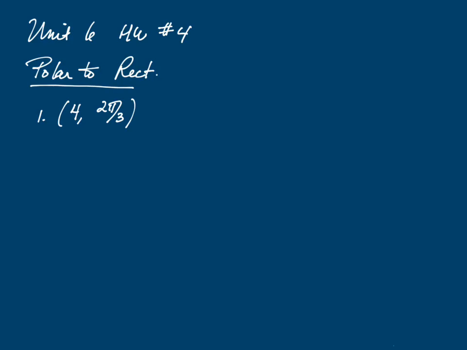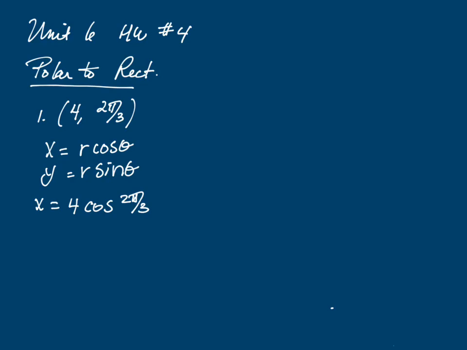And remember, we say that x is equal to r cosine theta and y equals r sine theta. So we'll get x, y. So that would be x equals 4 times the cosine of 2 pi over 3. And the cosine of 2 pi over 3 is negative 1/2. So we have 4 times negative 1/2, which is equal to negative 2.